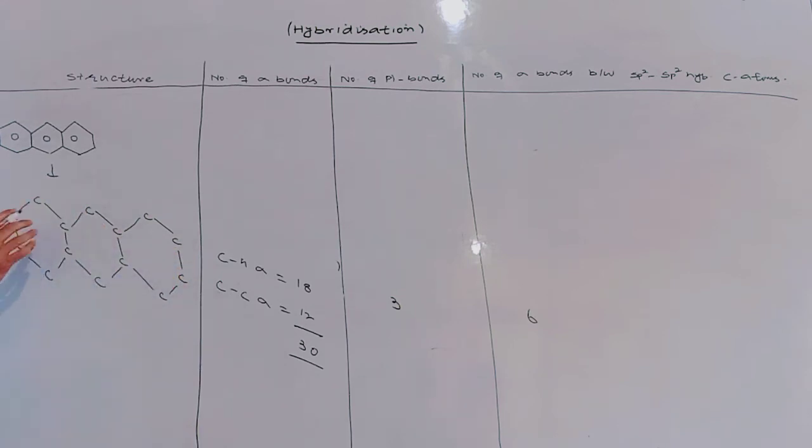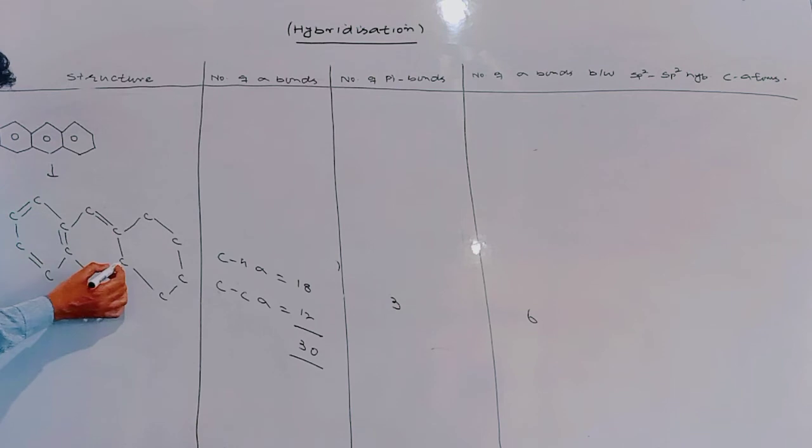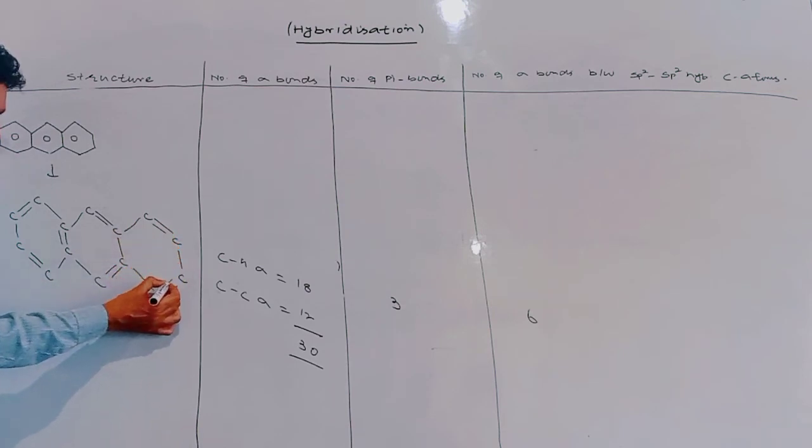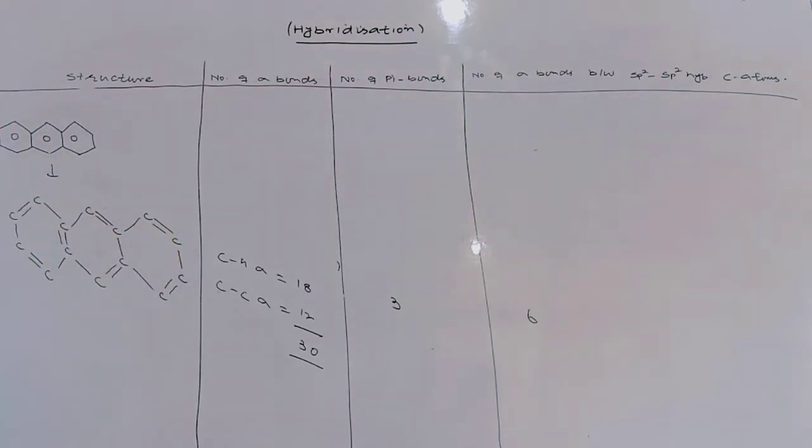Now see the pi bonds. Start the first pi bond from this carbon. Double bond, single bond, double bond, single bond, double bond, and so on around the rings. Clear? Now we have a double bond here. This carbon also contains a double bond. It will contain double bond, single bond, double bond. Clear? So this carbon is 3 degree.